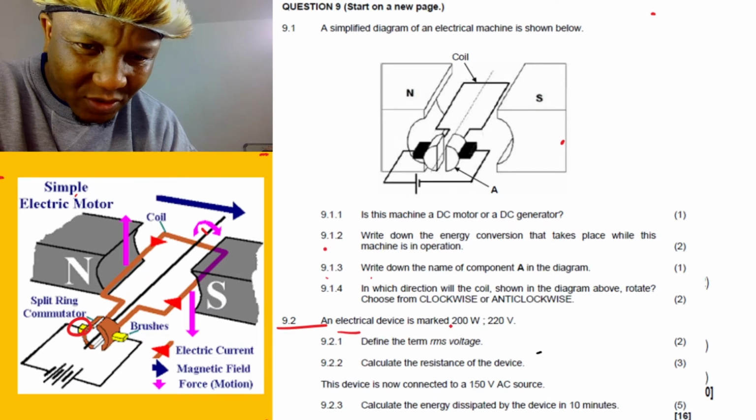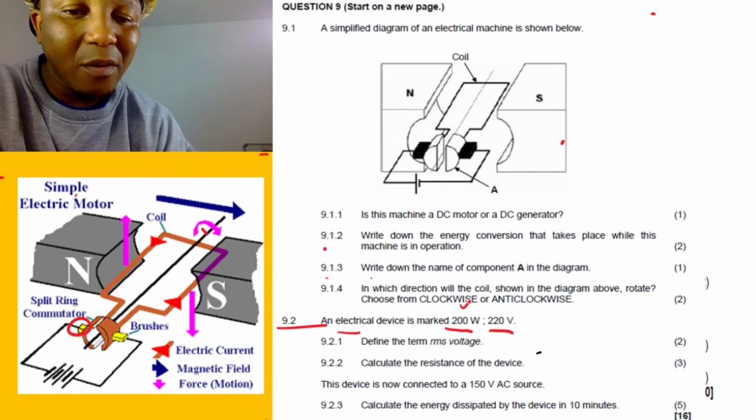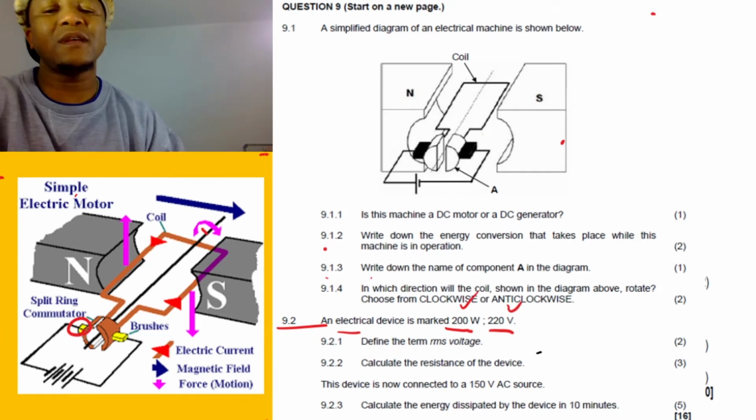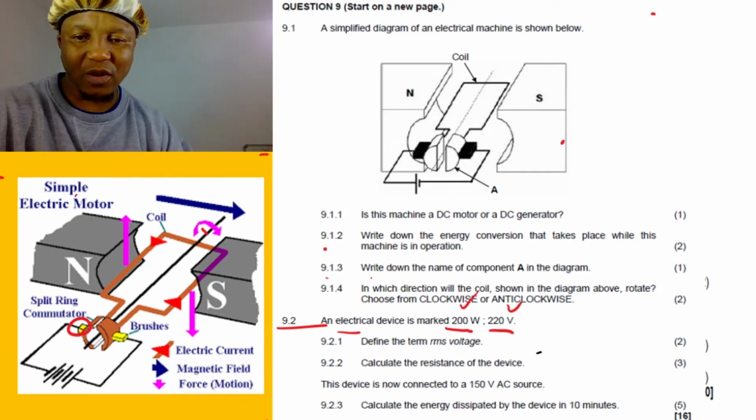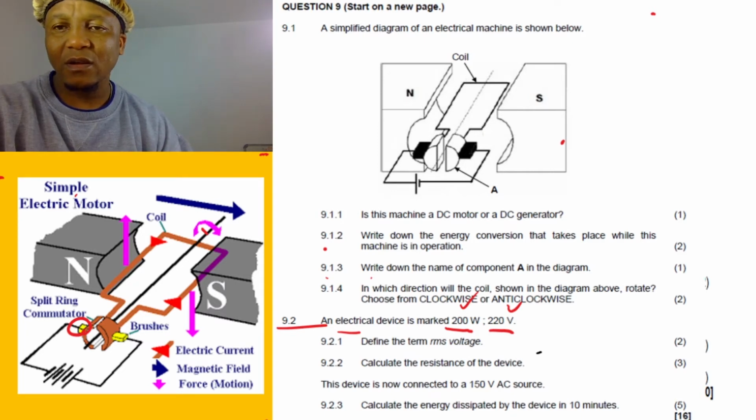Okay, electrical device, so we have a power and you have a voltage. See? Let me remove this diagram because we don't need it now. Just a second, sorry, let me remove something here.